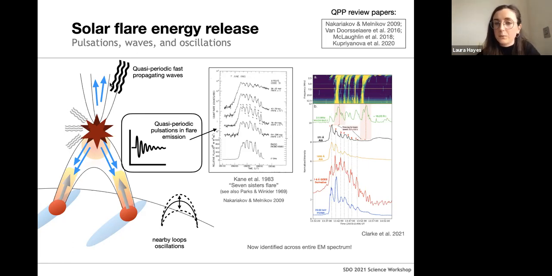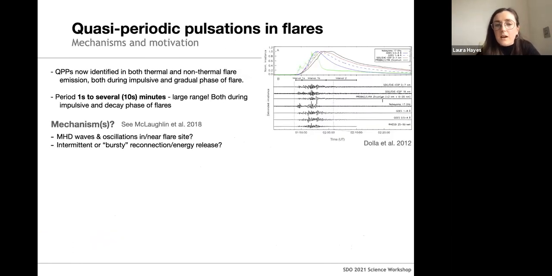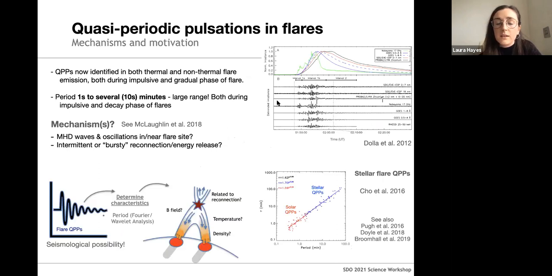Again, these pulsations that we're seeing from a flare, oscillations from a flare, really occur across the entire electromagnetic spectrum. Some key things: they are now identified both in the thermal and non-thermal flare emission, and that's really the last solar cycle. This is some work that was done by Dalla, where if you detrend the light curves in the thermal emissions, we see these pulsations that extend not only in the impulsive phase, but late into the decay phase. They have periods of around 1 second to tens of minutes. So it is really an umbrella term we are talking about when we look at QPPs, and we're still not really entirely sure of what causes them.